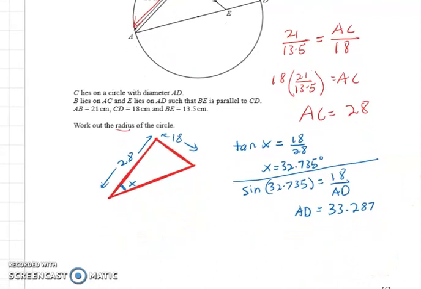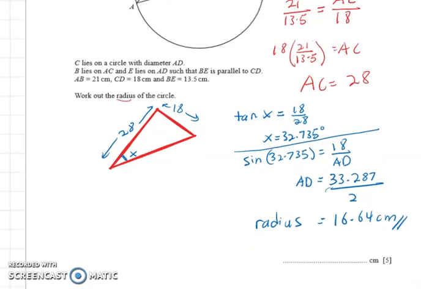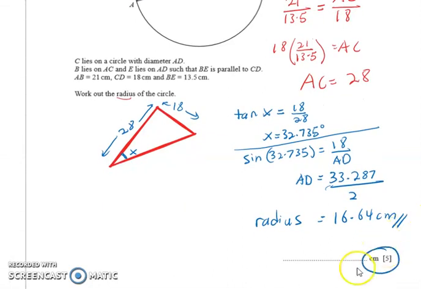So they are asking for the radius. We just have to divide it by 2, and we are getting the radius. The radius is given by 16.64 centimeter. This is the answer, and you will be getting the full 5 marks here.